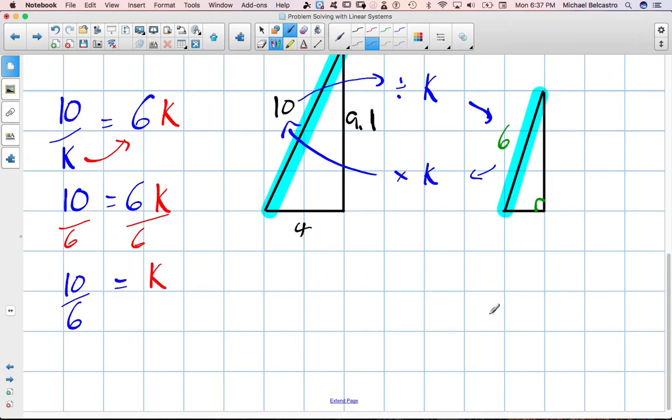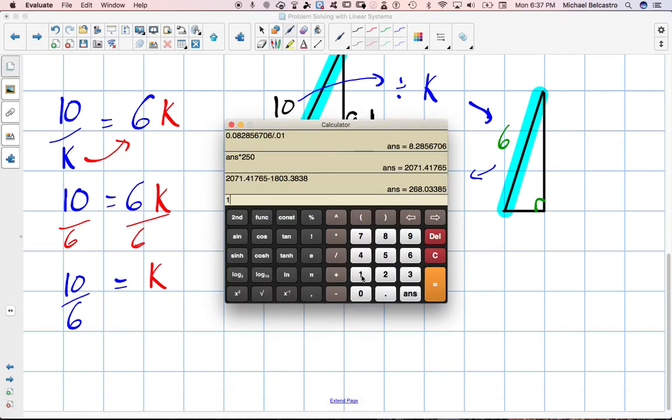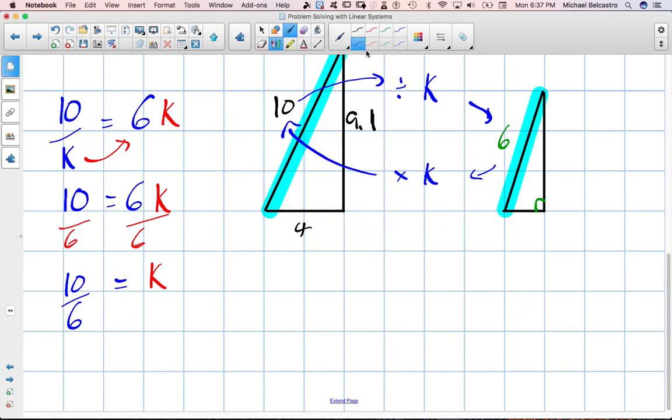And 10 divided by 6 is going to be... I think I used two different calculators here. Oh, sorry, I did 10 divided by 2. I'm like, well, that doesn't make sense. There you go. 1.67, you could say, but 6 repeated. So K is equal to 1.67, and I'm going to say approximately.